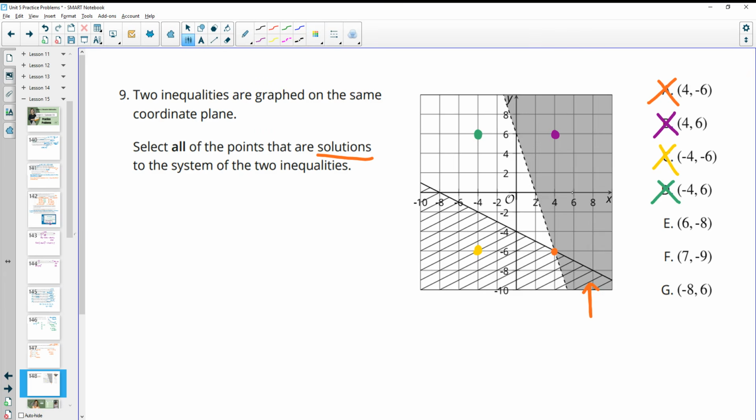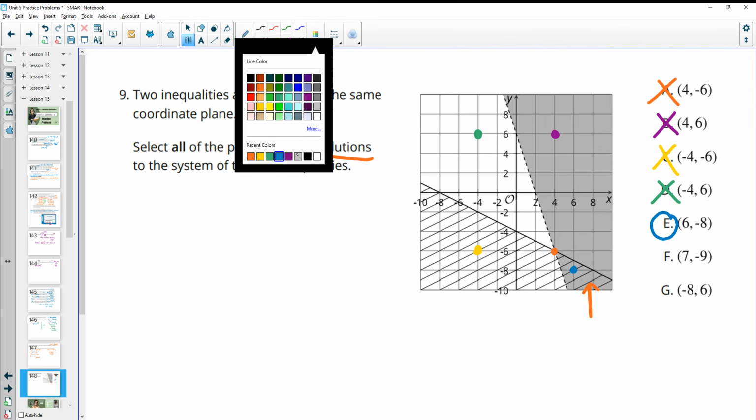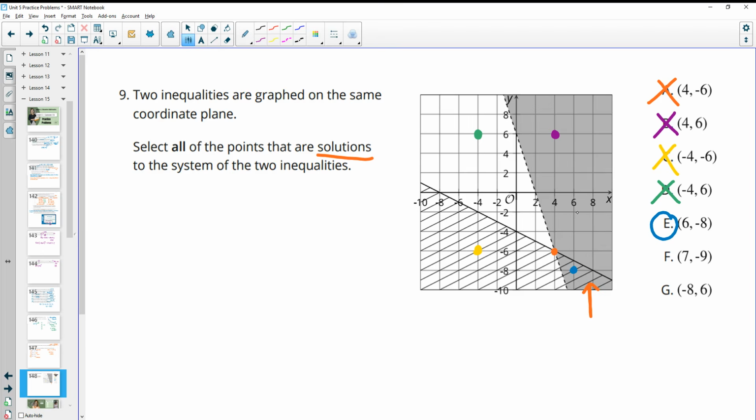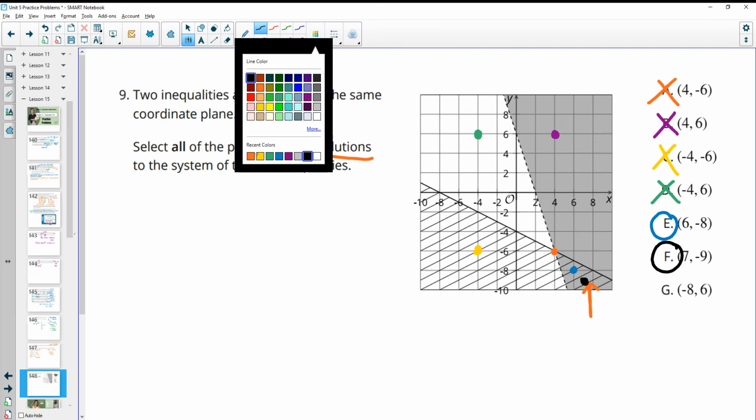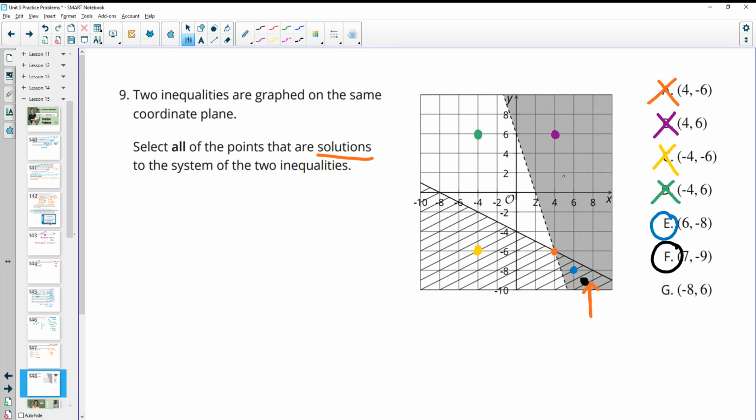E is at 6, -8. That one's smack dab inside of that shaded region from both. So this is a solution. F is the point 7, -9. So that's not easy to see. Okay, so that one's right there. And so that one's in the solution set. So that one's good. And then this last one, G, is at -8, 6. And that's bad. Not in either set. So E and F here are the solutions.